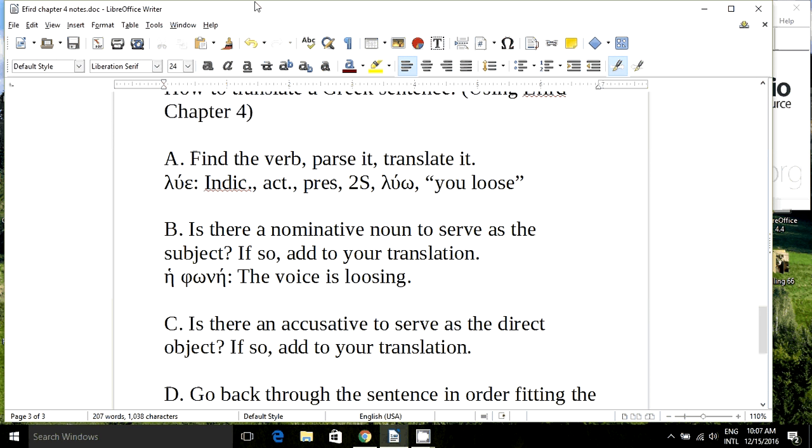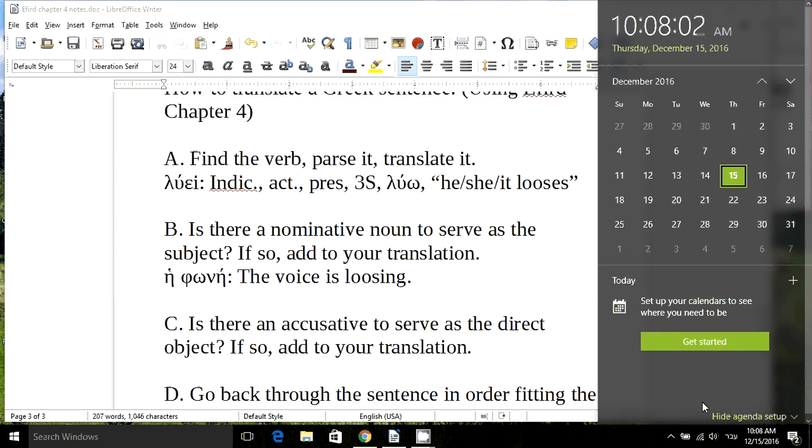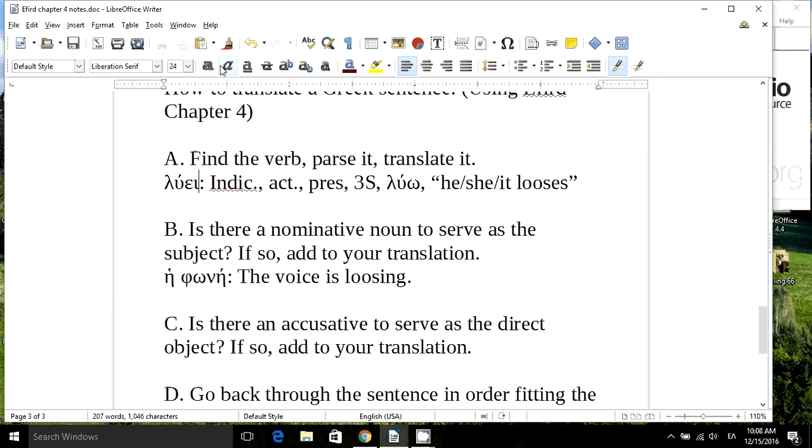Let's make it third person. And I have an English I in there instead of a. He, she, it looses. Clean this up a bit. No, we're not going to type in Hebrew. Try again. Okay, let's just say I have lue.